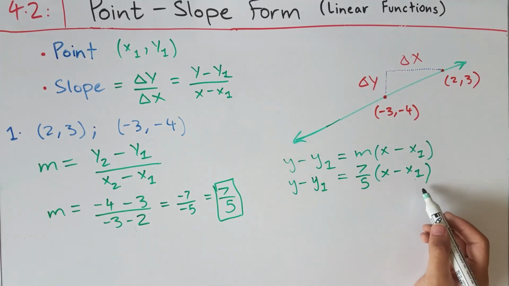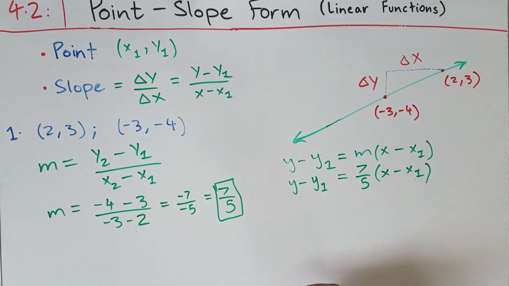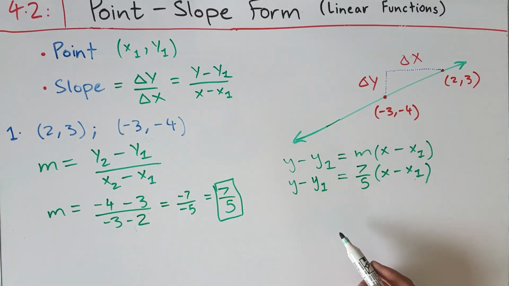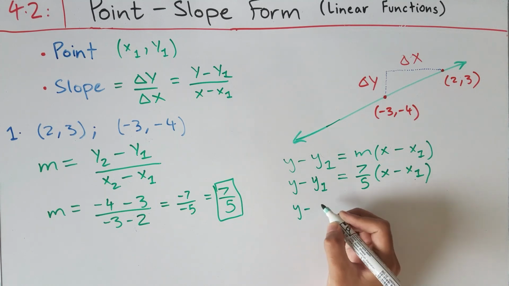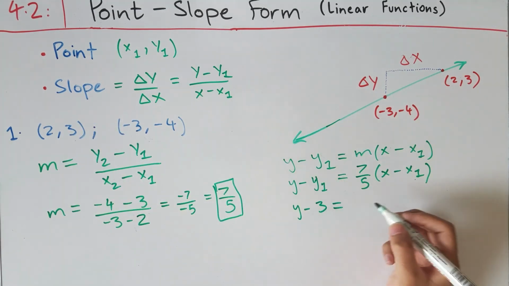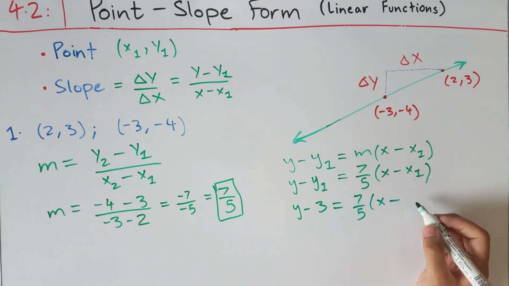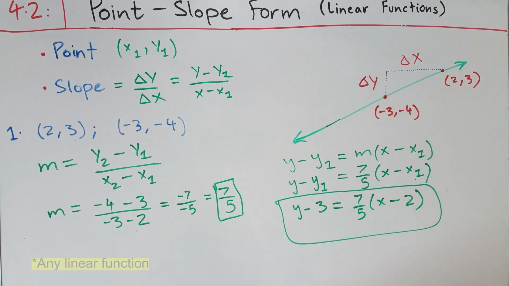We can find the y1 and the x1 by picking one of these 2 points and substituting the y1 and the x1 from these values. So let's say that you wanted to pick 2, 3. If we pick 2, 3, then our y1 would be the 3 over here. So y minus 3 would equal 7 over 5, which is our slope, times x minus x1. Our x1 in this case would be positive 2. And this is how you find the point slope form of any function when you're given 2 points.